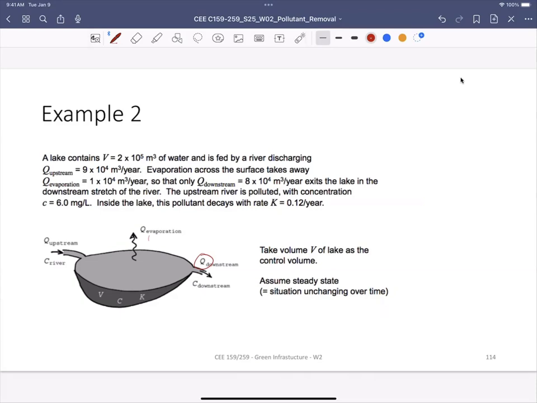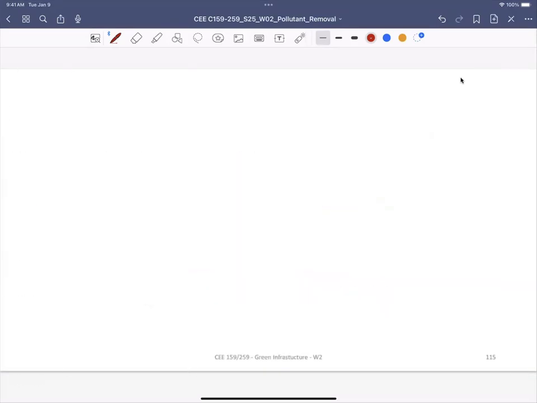The upstream river is polluted, with a pollutant concentration of 6 milligram per liter, and the lake is shown here. So basically you are calculating, it doesn't say anything, what is C downstream. That's the question being asked. What is given here is one inflow and two outflows.